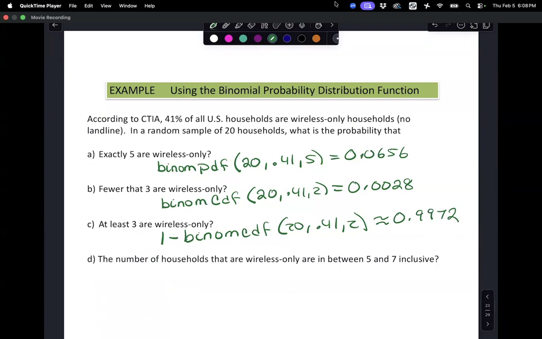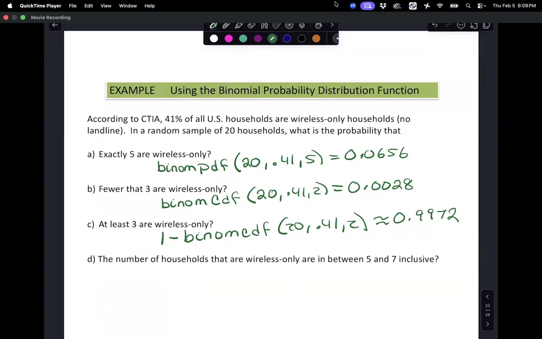Give y'all a moment because I'm fast, only because I do this frequently. All right. How'd we do? I'm leaving D alone. If you tried it, that's fantastic. I'm gonna leave it alone for a second. Any questions on the first 3?